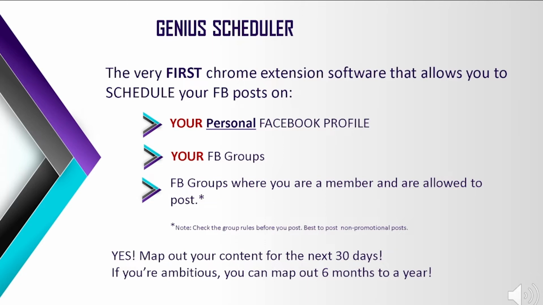So you can map out your content and schedule it for the next 2 weeks, the next 30 days, and if you're really ambitious, you can schedule it out for 6 months up to a year or longer. I wouldn't encourage longer though.